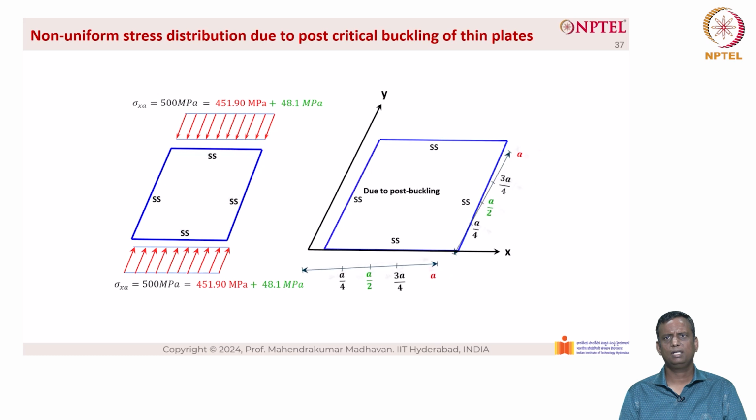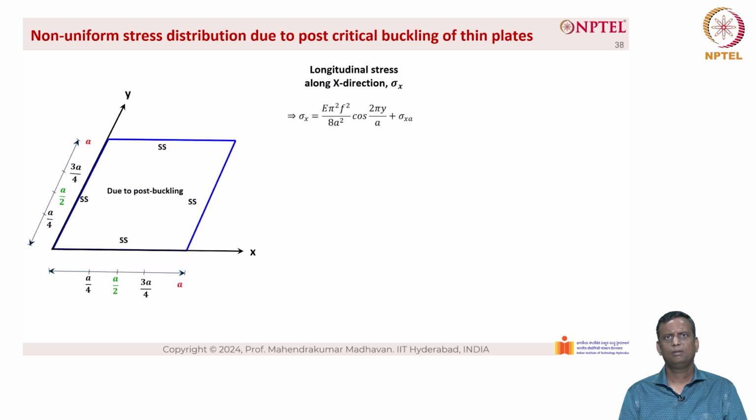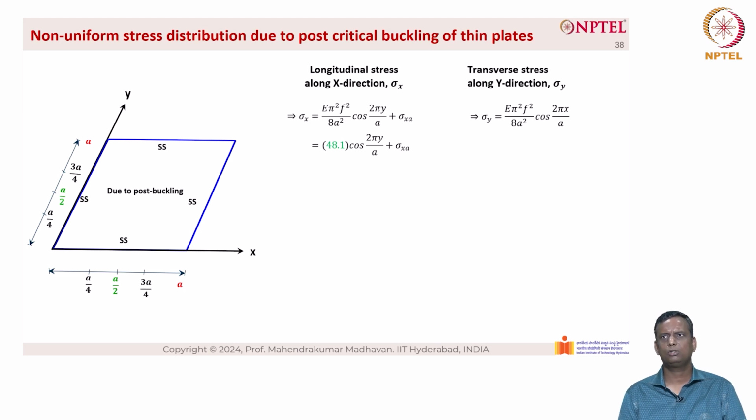So due to post-buckling, we know that the longitudinal stress along x direction sigma x is given as sigma x equal to E into pi square into f square by 8a square into cos 2 pi y by a plus sigma xa. Which is nothing but 48.1, which we have actually calculated in the previous slide, 48.1 into cos 2 pi y by a plus sigma xa. And the transverse stress along y direction sigma y is given as E pi square f square by 8a square into cos 2 pi x by a. This is equal to 48.1 into cos 2 pi x by a.